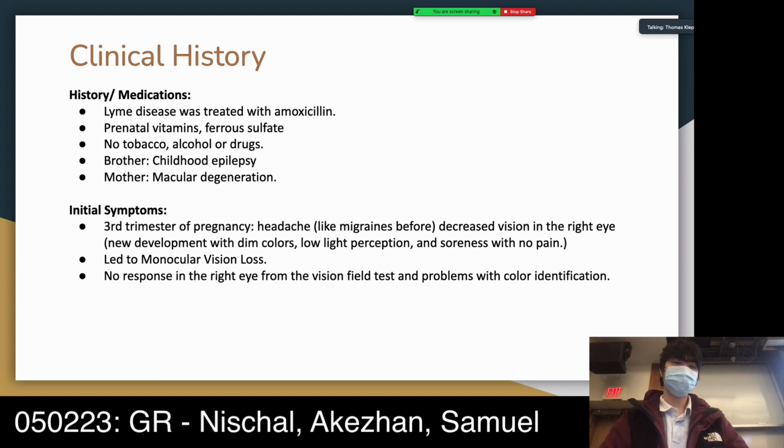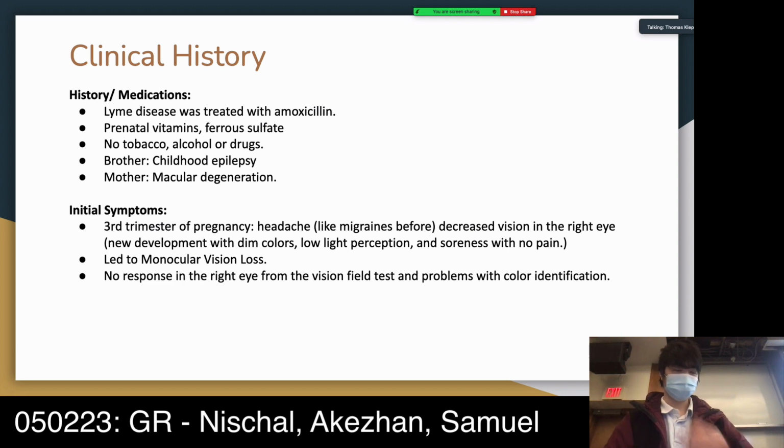Now, when the symptoms first came out and she was examined, it was during her third trimester of the pregnancy. She's had symptoms such as headaches and migraines, and decreased vision in the right eye. It seems that in the right eye only there was a new development with dim colors, low light perception, and soreness, but no pain. There were also problems with color identification. This led to monocular vision loss, which is losing vision in one eye. Her left eye was completely normal and not affected.